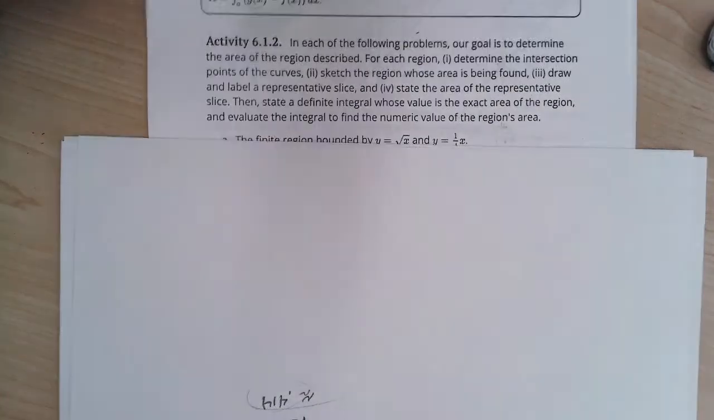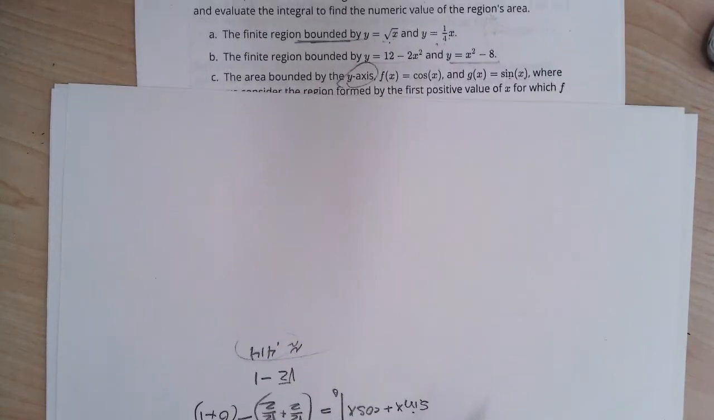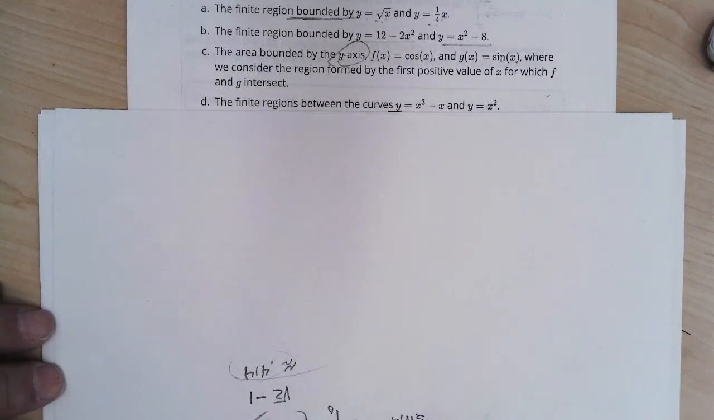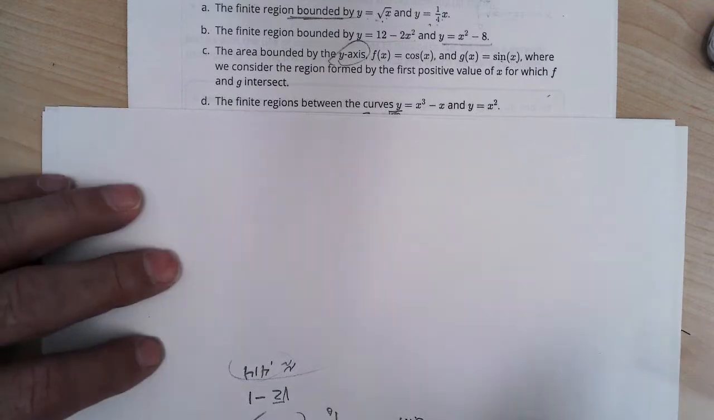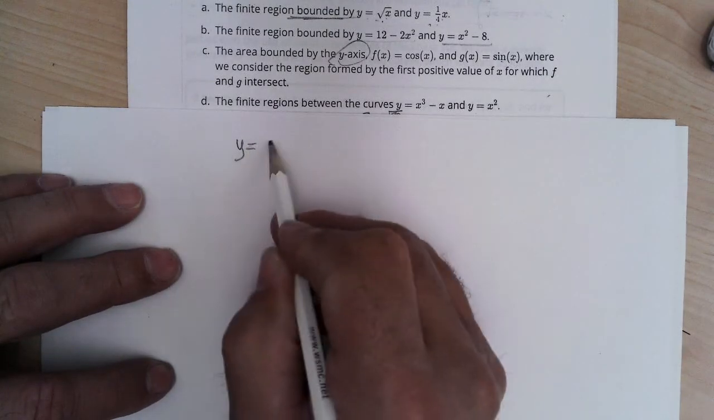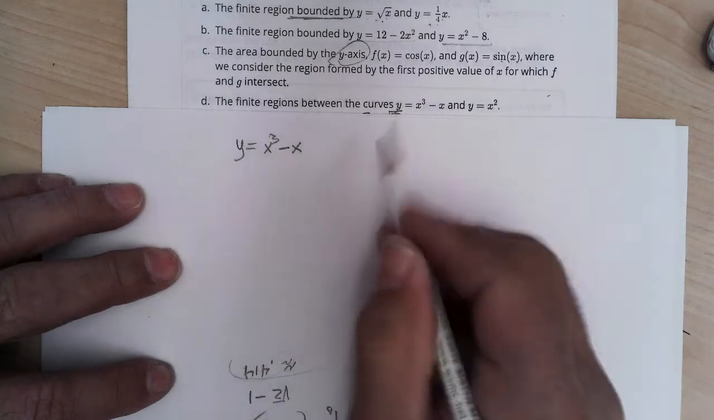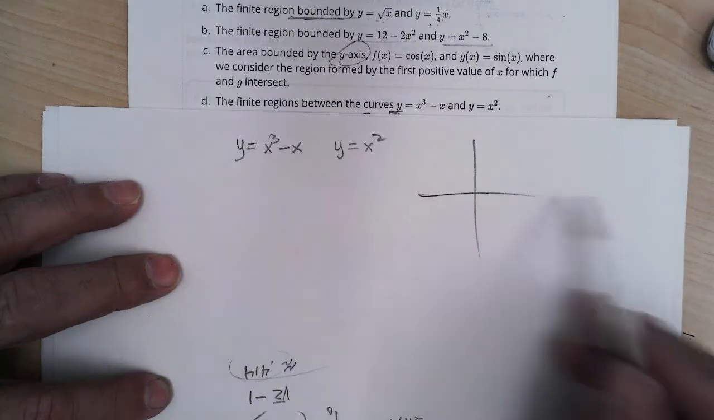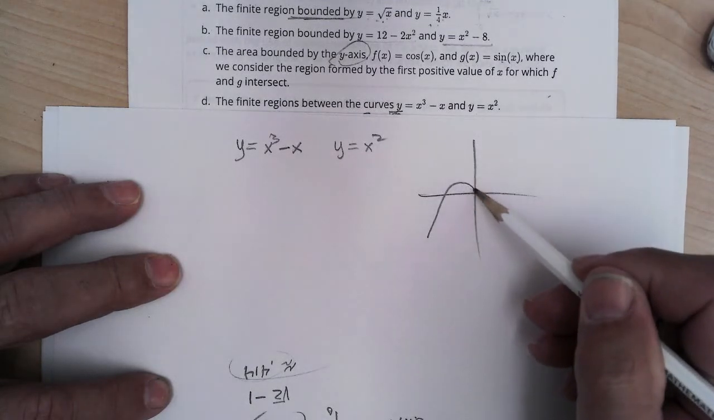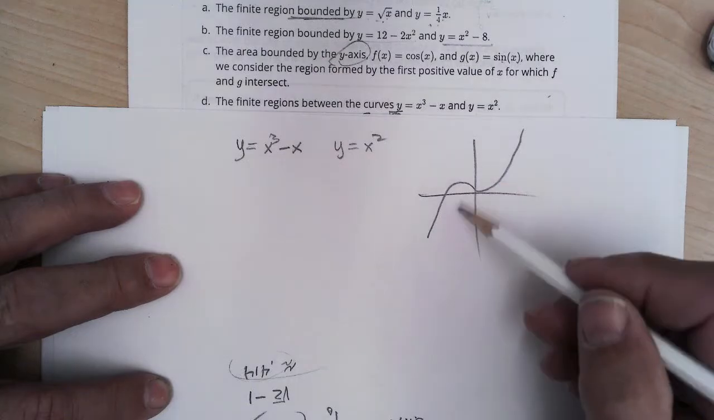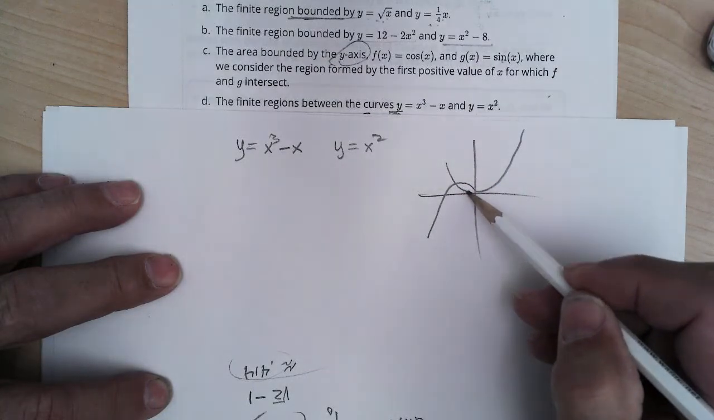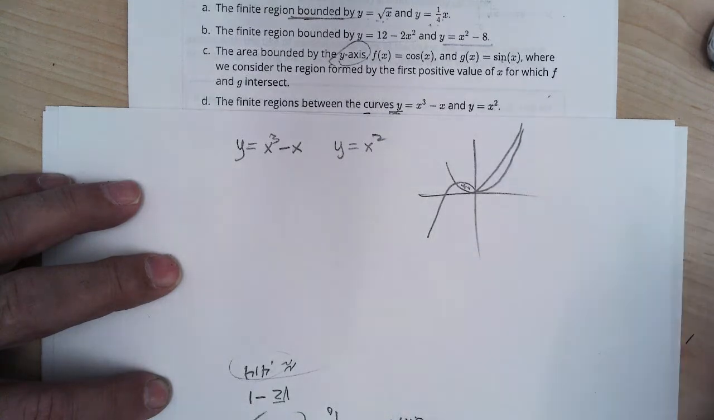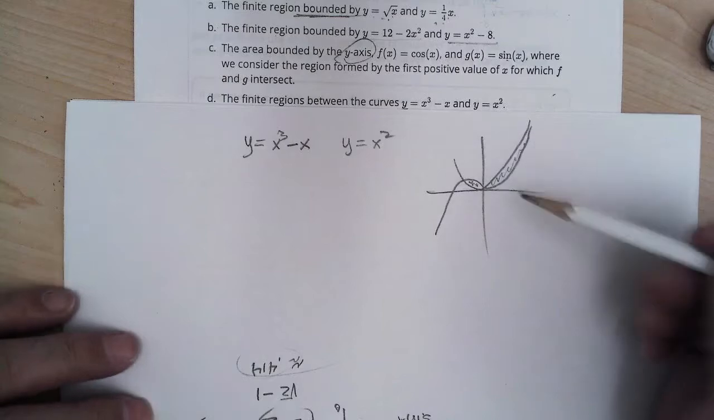Okay, and let's go to another one here. This one gets a little tricky. We have to be careful on this. y equals x to the third minus x, and y equals x squared. And if you graph this, you get the cubic doing something like this, and the quadratic doing something like this. So there's some area between the curves on this side and some area between the curves on this side.